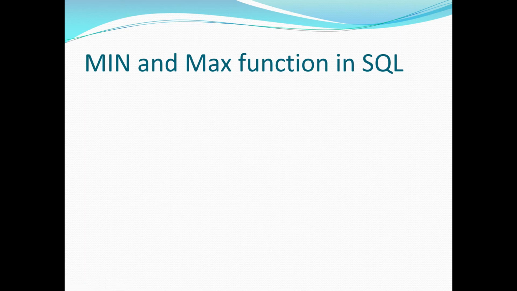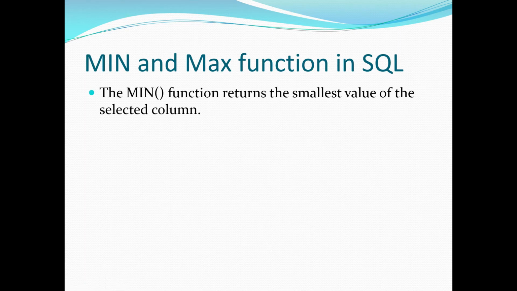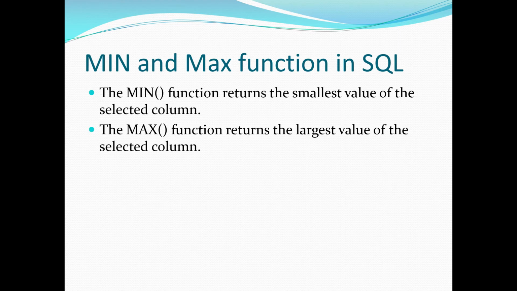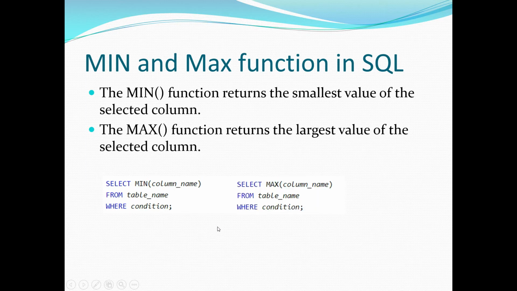The minimum and maximum functions in SQL. As its name indicates, the MIN function returns the smallest value of the selected column, and the MAX function returns the largest value of the selected column. Select MIN, which is a function, and inside its parentheses the column name for which you want to get the minimum value, from the table name where the condition.